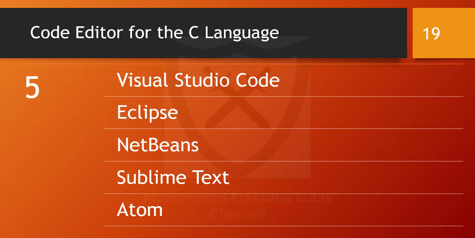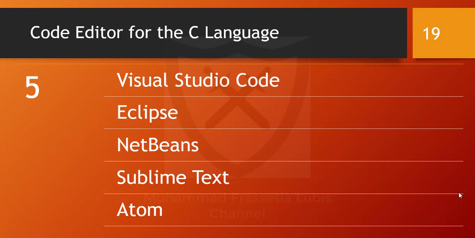Next, code editors for the C language. First, Visual Studio Code. It is an open source code editor developed by Microsoft for Windows, Linux, and Mac OS. Visual Studio Code is based on the Electron framework. According to a survey done in 2018 by Stack Overflow, it was ranked the most popular developer environment tool among others. Furthermore, this IDE is also customizable, which lets programmers change the theme, keyboard shortcuts, and preferences.